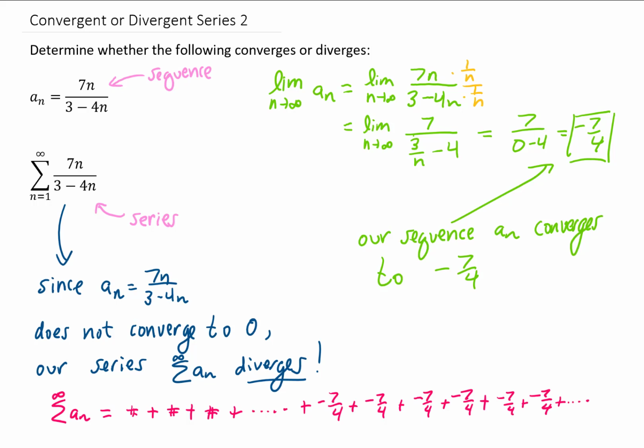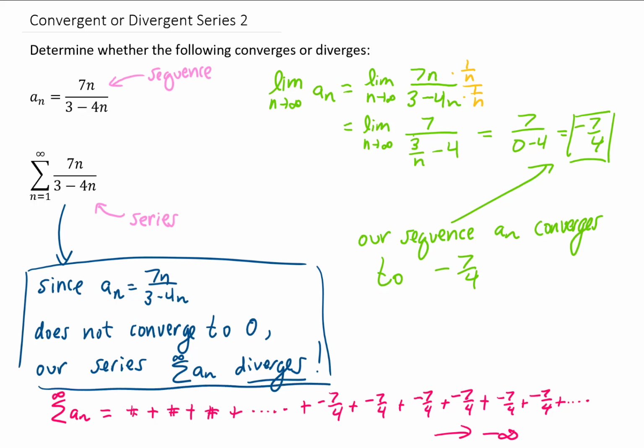And if we add an infinite number of terms that are really close to negative 7/4, that series is going to add up to negative infinity. That means that this series diverges, and that is why a sequence must converge to 0 in order for its corresponding series to even have a chance of converging.